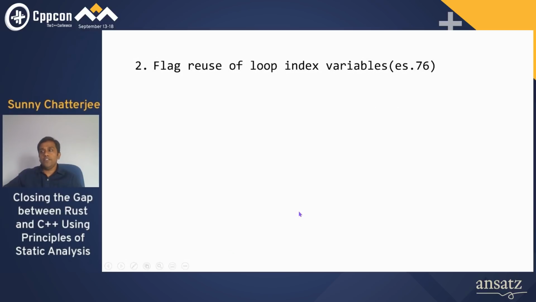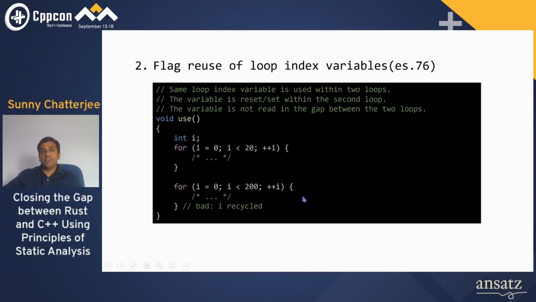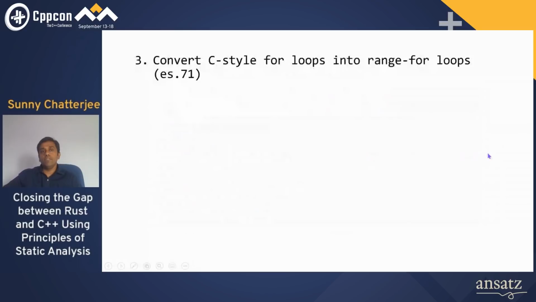Similarly, there is a rule in C++ where it wants us to flag reuse of loop index variables. So you have a loop index variable i here, which is used in 2 loops, and it's reset in the second loop, and it's not used in between the 2 loops. And there's no reason why that shouldn't move inside the loop body. So we do have these rules in the guidelines to use loops safely.